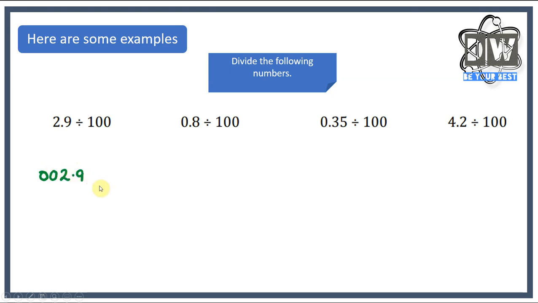So I'll do the first one for you. So we've got our answer of 0.029. That's the first one. You can see what I've done there. You need to think about that as you're going through the rest of them. So give these a go. Come back when you think you've got them correct.